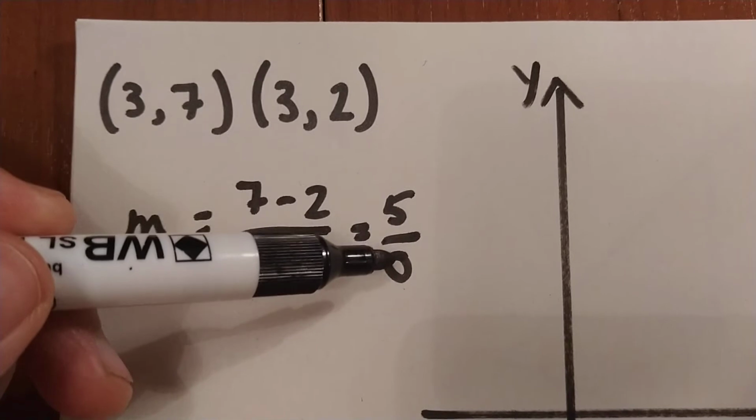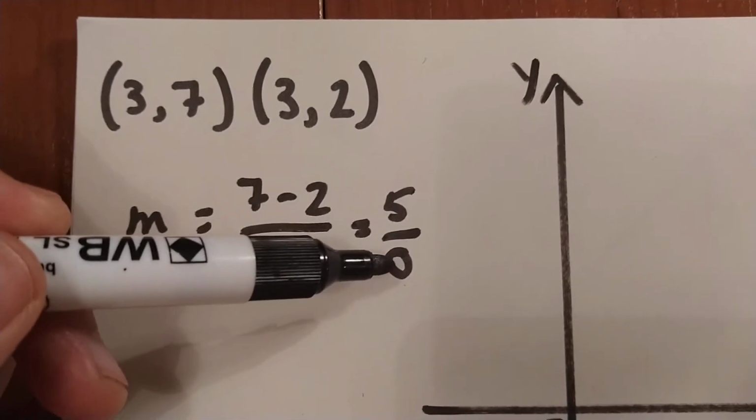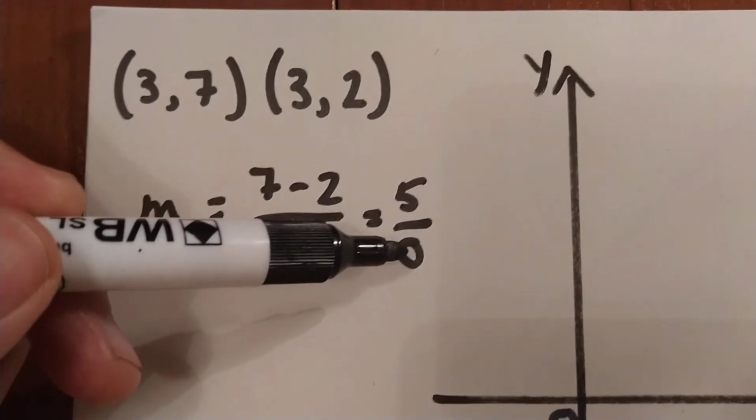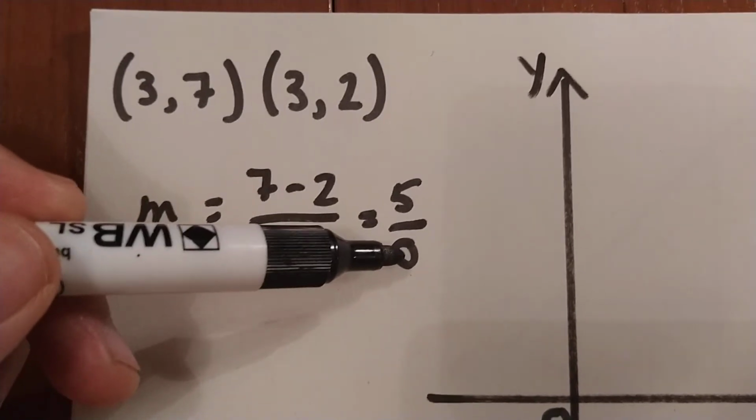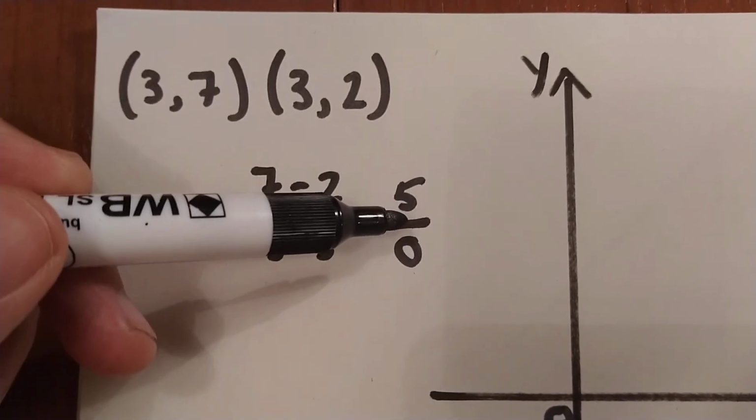5 divided by 1 is 5. 5 divided by 0? Well, if you reach for your trusty calculator and do that, it will say something like maths error or syntax error. So what's going on here?